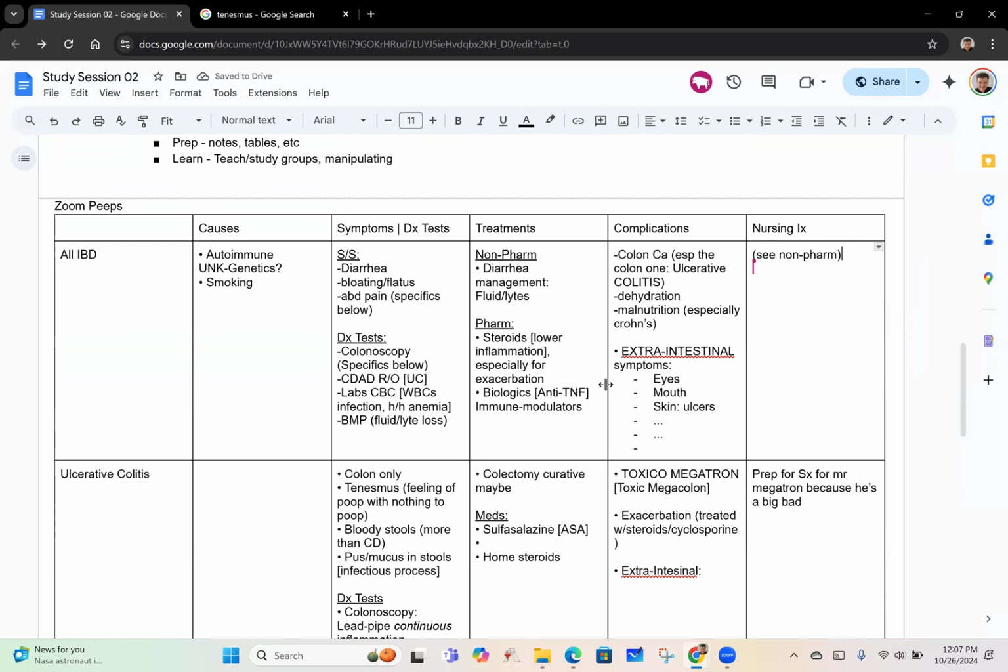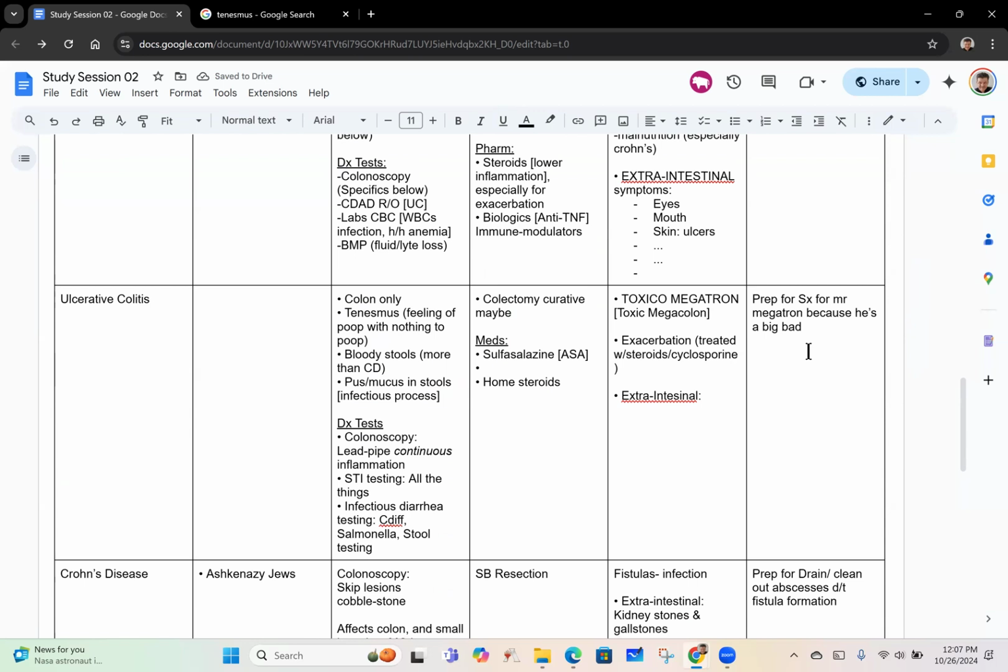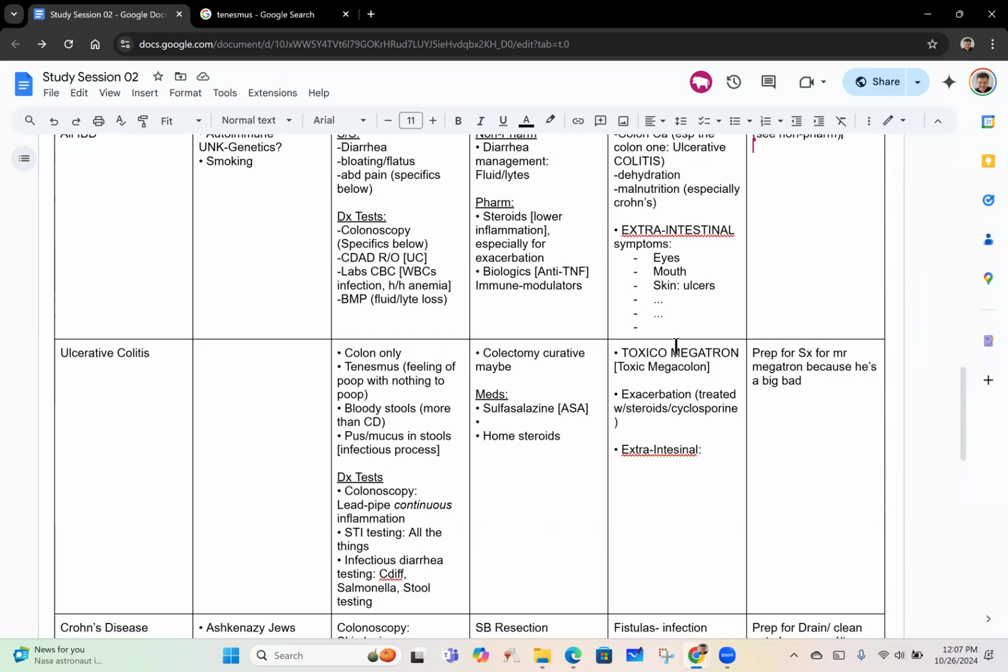Diarrhea management with fluid and electrolytes. It's the same thing for ulcerative colitis. You're worried about fluid and electrolytes. You're worried about fluid loss. You're worried about blood loss. You're monitoring H&H over here, WBCs, and H&H, blood loss.